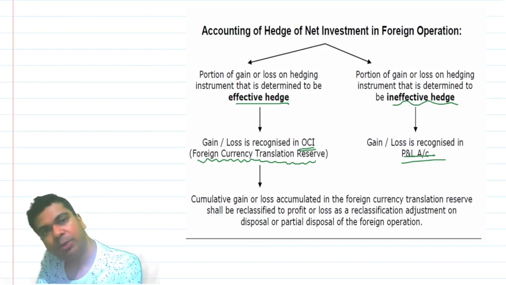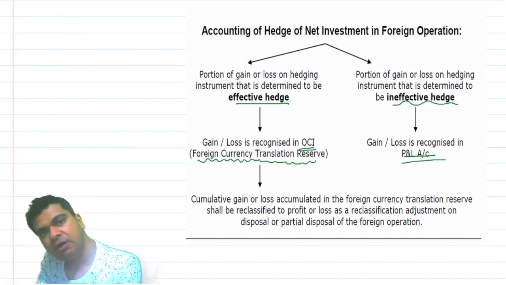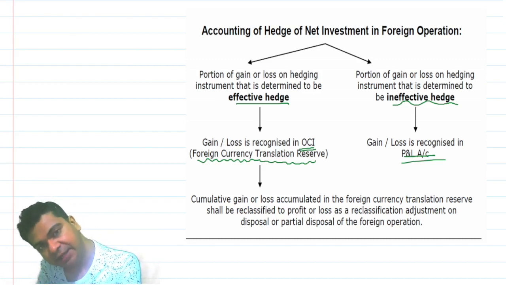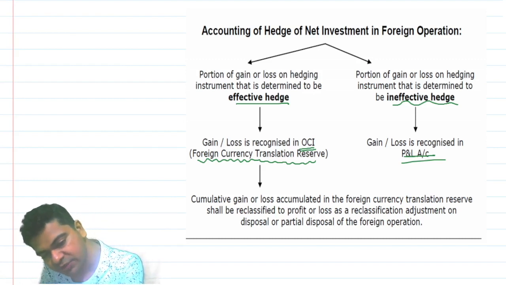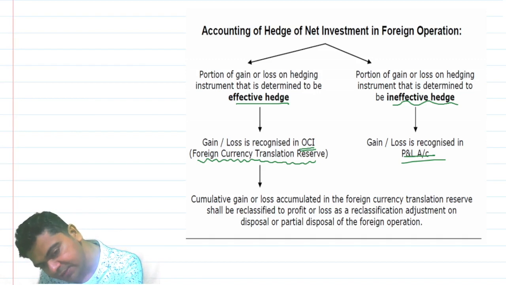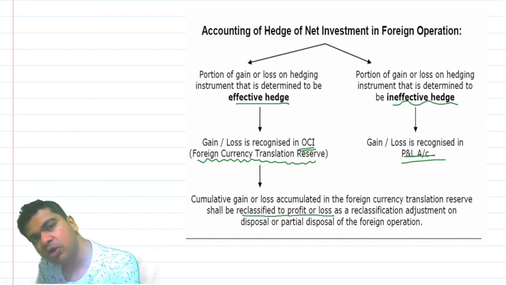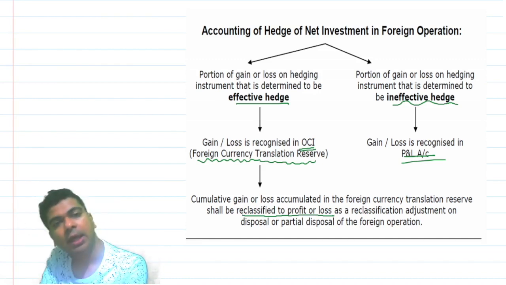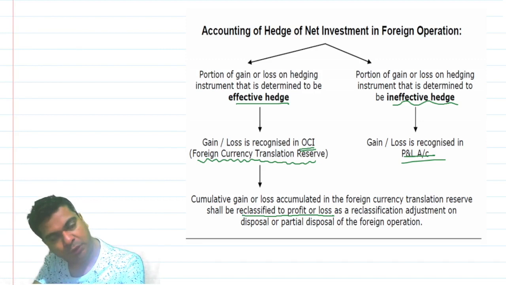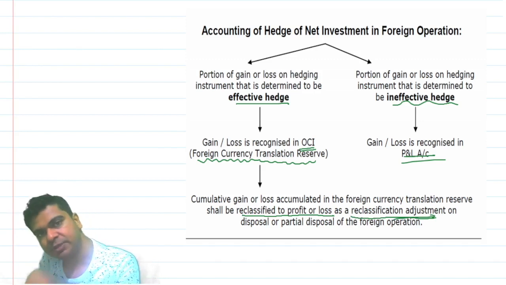Whenever this foreign operation is disposed of either entirely or partially, if the foreign operation is disposed of entirely, then whatever balance is there in the foreign currency translation reserve, it should be reclassified to profit or loss. In case if you are disposing of the foreign operation partially, then a proportionate amount should be transferred to profit and loss account. This will be treated as a reclassification adjustment.